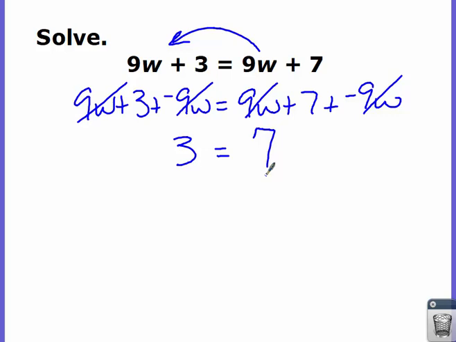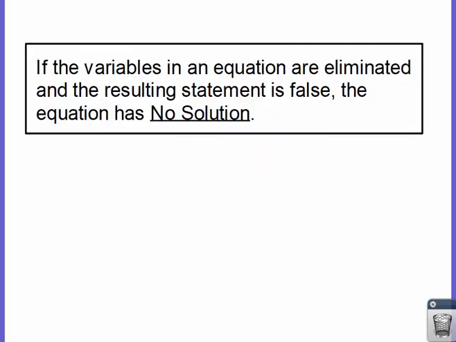So our letters actually are eliminated. They go away on both sides of the equation, but then we end up with a statement that's 3 equals 7. Now what we need to understand is that statement is not true. So what's happening here? Well, what we need to know is if the variables in an equation are eliminated, they go away, and the resulting statement is false, then the equation has no solution.